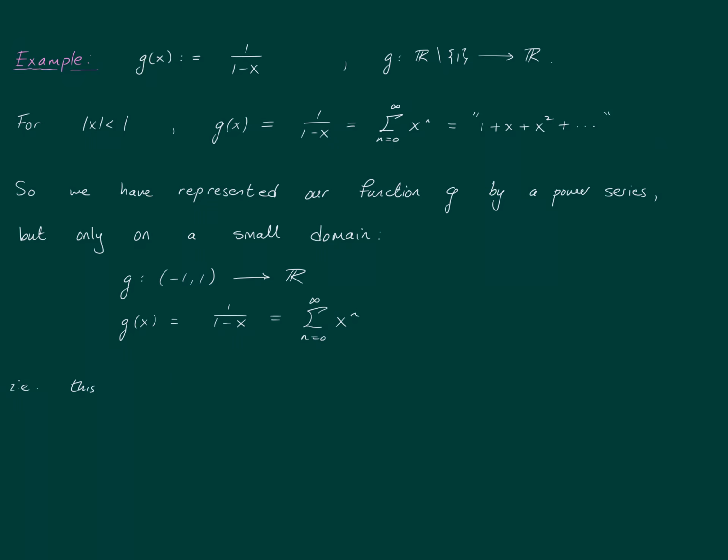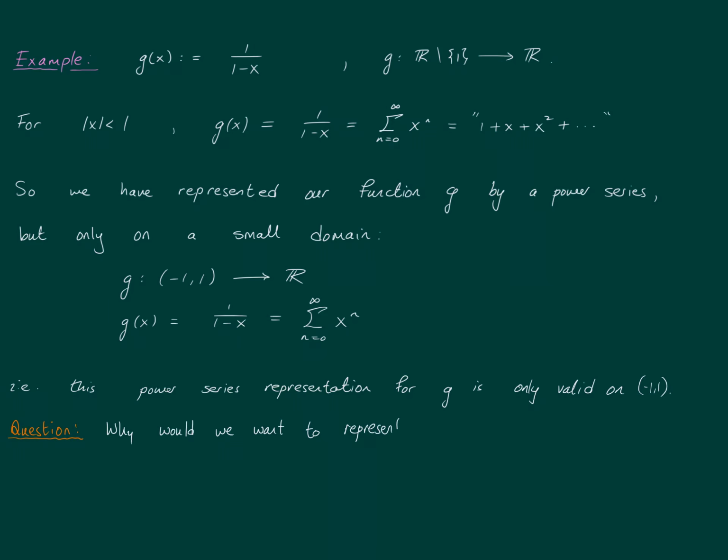I.e., this power series representation for G is only valid on minus 1 to 1. So, why would I ever want to do this? I have lost part of the domain of G. I've represented it as a power series, but the formula is only valid on this smaller domain. I originally had G everywhere except 1. So why would I want to do this?